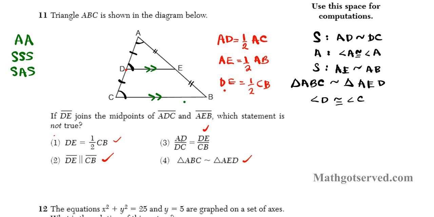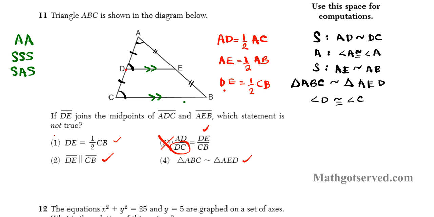But if you look at this ratio right here, AC is the left side of the small triangle. Over is supposed to be, it cannot be DC, it has to be over AC, because AD corresponds with AC. AD does not correspond with DC. So this is a wrong side right here. That makes option 3 incorrect.